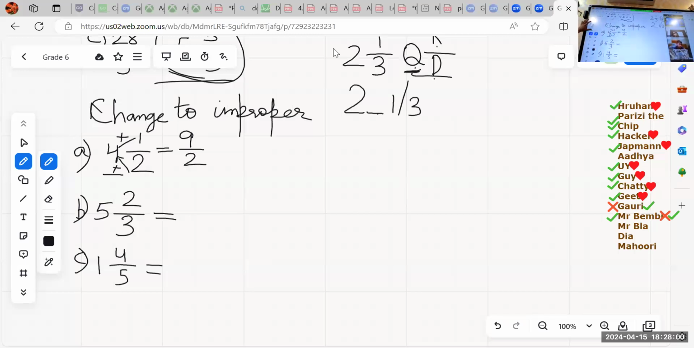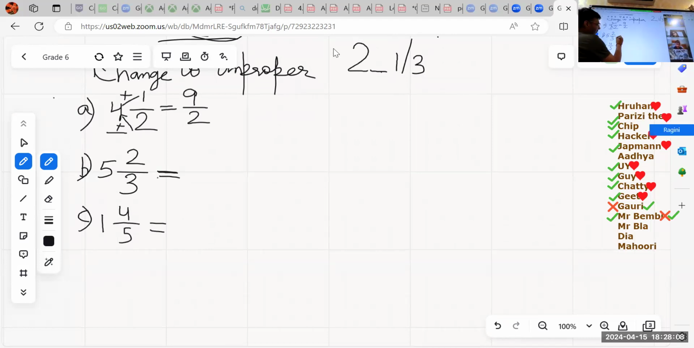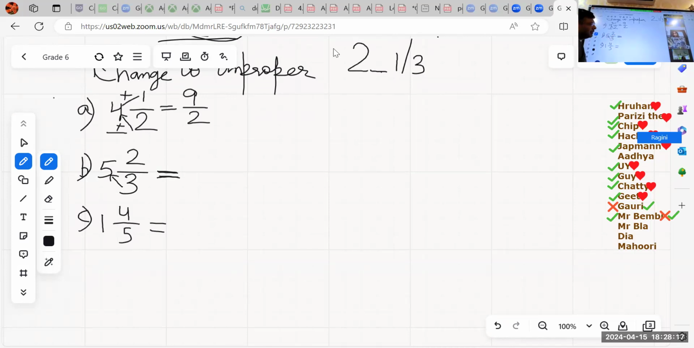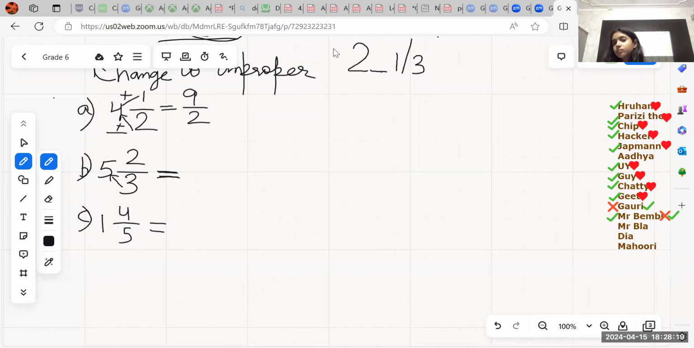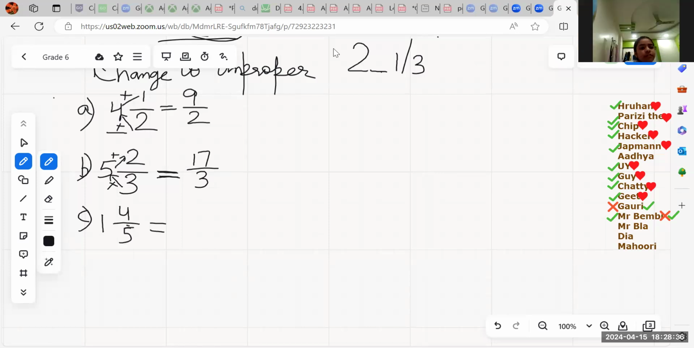So Adya, what is my first answer? You can speak. Adya, what is the first answer? Sir, 13/3. No, beta, not 13 upon 3. What is 3 times 5? Quickly. 15. Plus 2. 17. So 17 by 3. Next answer, speak the next answer. Quickly, beta. 9 upon 5. 9 upon 5.